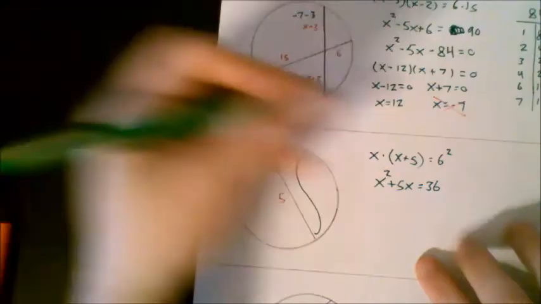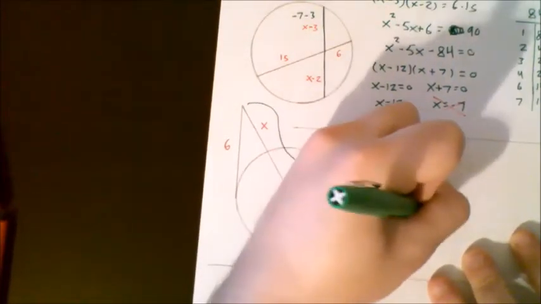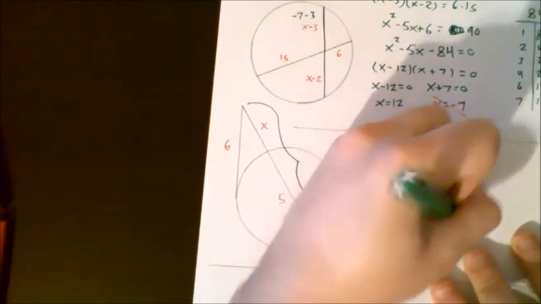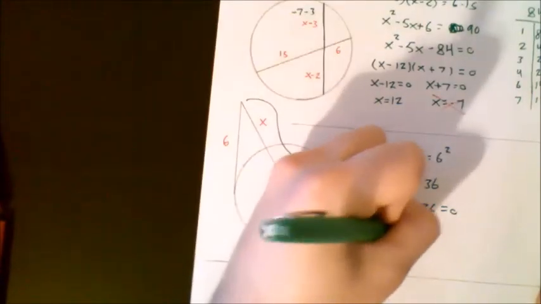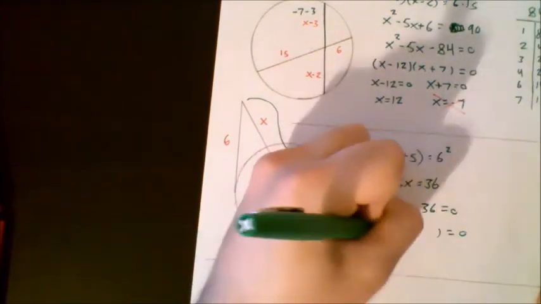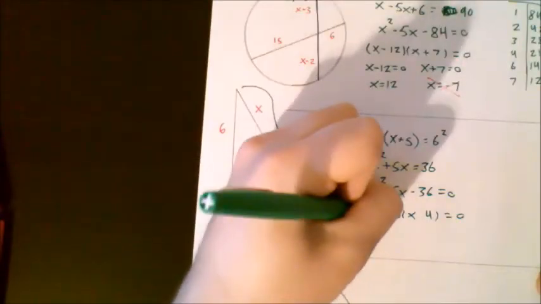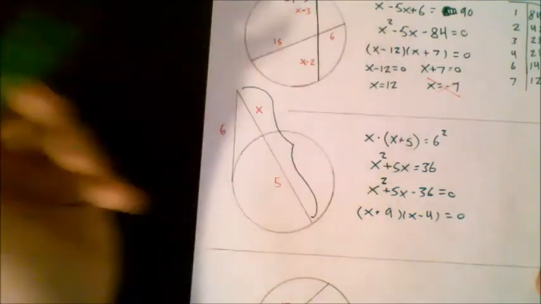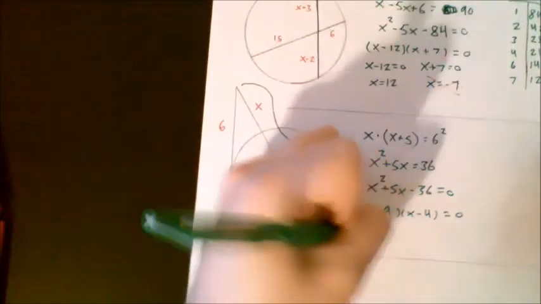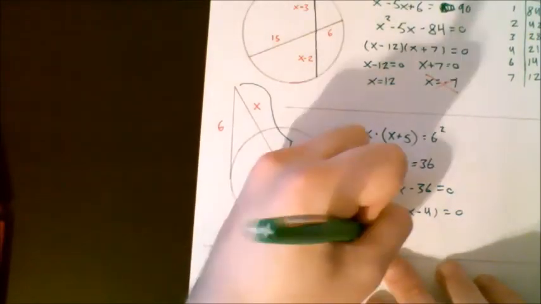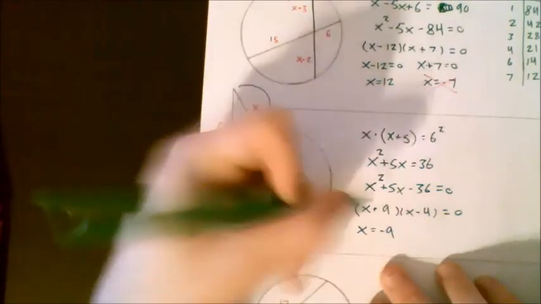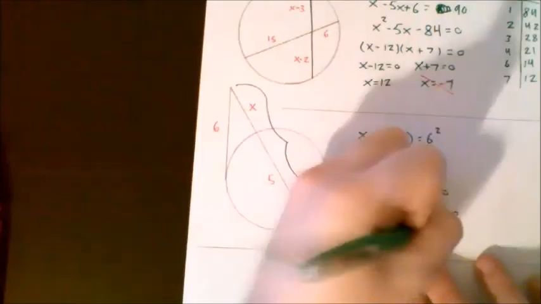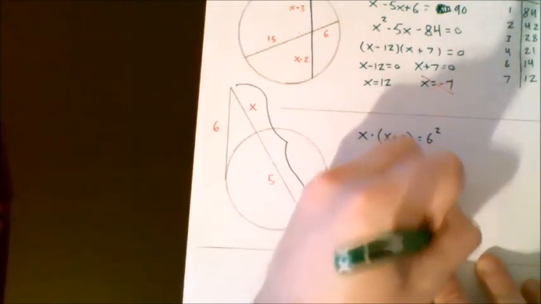We're going to take that 36 and move it over. That gives us x squared plus 5x minus 36 equals 0. Let's go ahead and factor this again. So we have an x and an x. We're going to do a 9 and a 4 because 9 times 4 makes 36. And if we have a positive 9 and a negative 4, that gives us our positive 5. So we have x equals negative 9, setting that equal to 0 and solving it. x equals negative 9 and x equals positive 4.